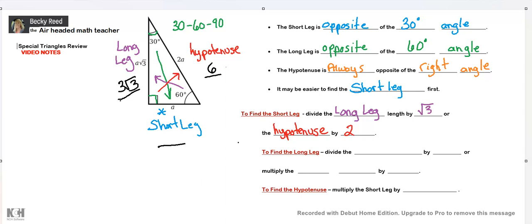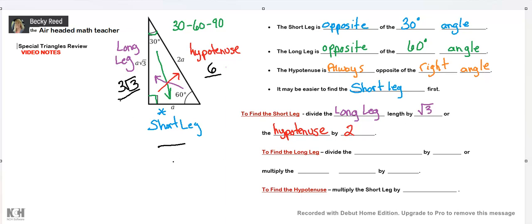All right, so if you're given the hypotenuse is 6, and we have a measurement here of the long leg, which is 3 times the square root of 3. It's always important to try to find the short leg. It just makes it easier because the other two sides are based off of it. But to find the short leg, we can divide the long leg by the square root of 3. Okay, that's one way to do it.